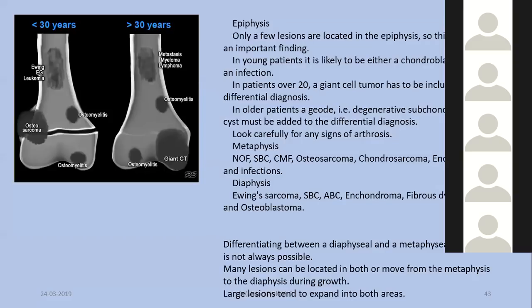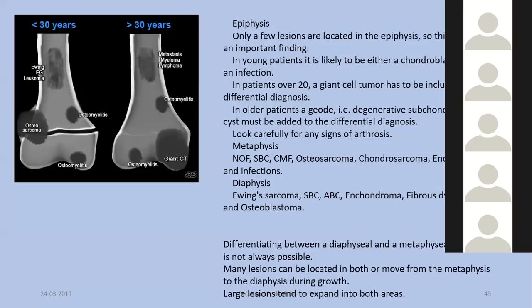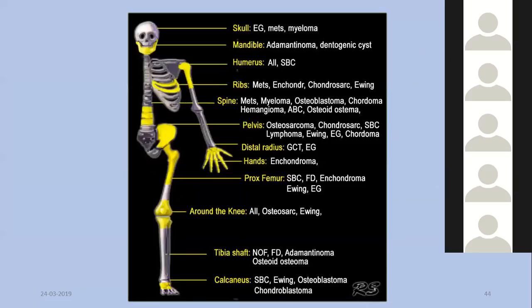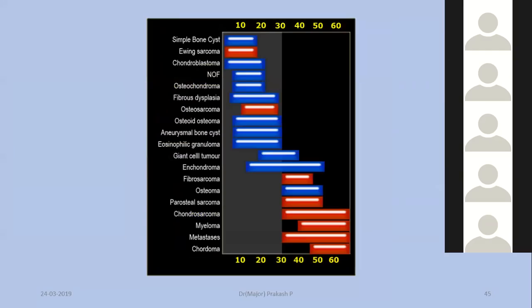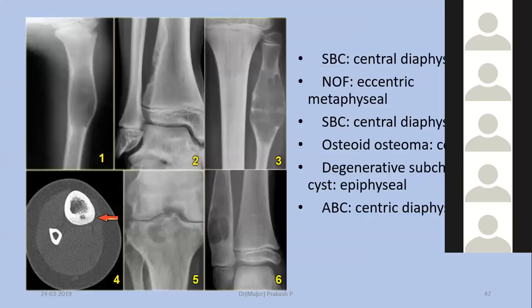Again, I'm telling you, first look for the age and what kind of lesion it is. Next, look at the location of the lesion, where it is located in the bone and which bone is involved. Again, it's very important that which bone is involved is also equally important. Not all lesions involve all the bones. Again, in relation to the age, which lesions appear in which ages. So it's very important that you identify.